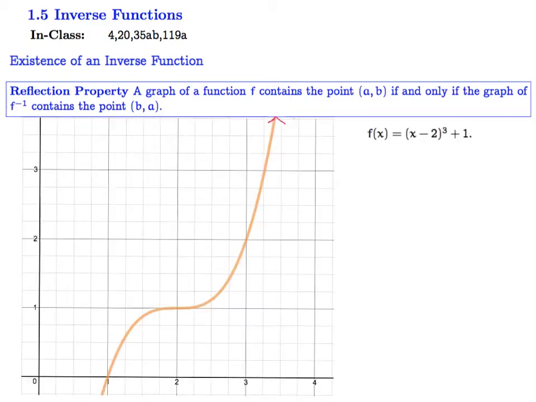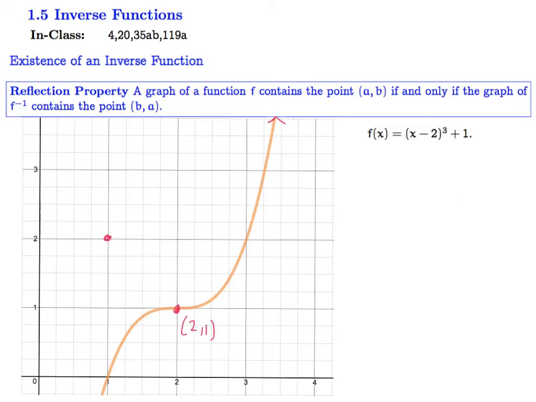So what I've graphed here is the function f of x equals (x minus 2) cubed plus 1. And we want to see if this function has an inverse. What the reflection property says is that if it does have an inverse, we need to be able to swap all of these inputs and their outputs. So if we look here on the graph, we have a point at (2, 1). And in order to have an inverse, we need to be able to go over to (1, 2) and draw a point as well.